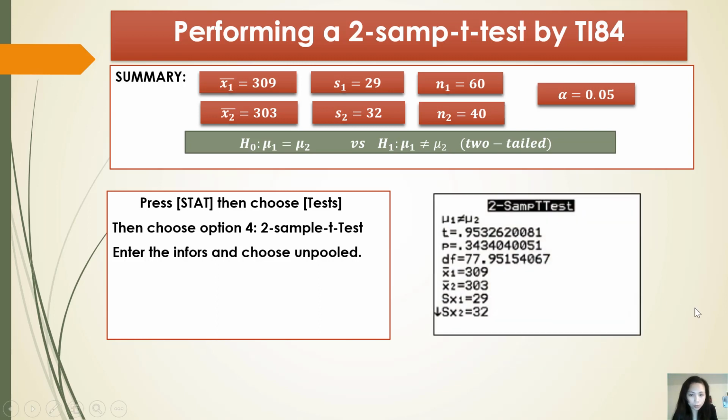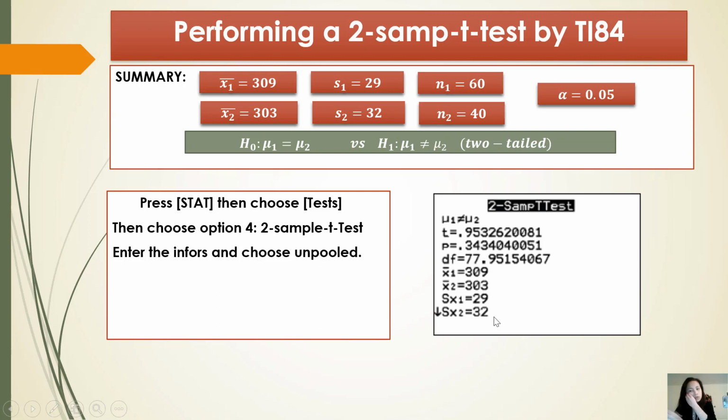Once you do so, this is the result. The test statistic is 0.9533, which is exactly the test statistic that we computed by hand. The p-value is 0.3434, which is the p-value that I showed you earlier. The degrees of freedom here is not 39, because the calculator uses a more accurate formula to compute the degrees of freedom, not the convenient formula. We have sample mean 1 is 309, sample mean 2 is 303, and the sample standard deviation of the first sample is 29 and of the second sample is 32.